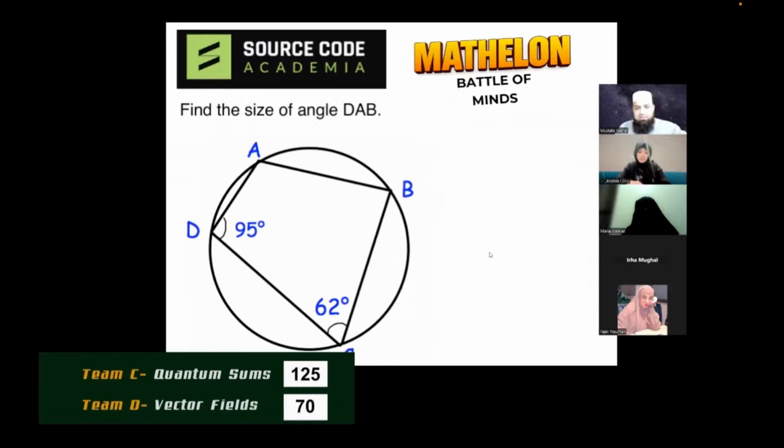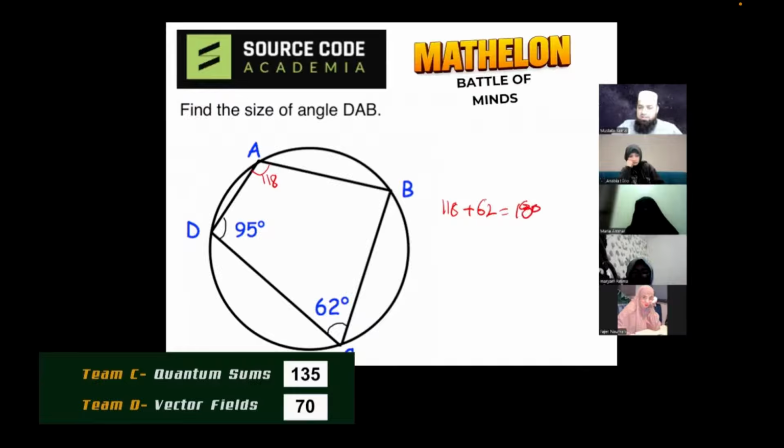Find the size of the angle DAB. Team C, Mariam Fatima. 118 degrees. 118 is the correct answer. The reason is that the opposite angles in a cyclic quadrilateral add up to 180. So 118 plus 62 is equal to 180. So that is the correct answer. Well done.